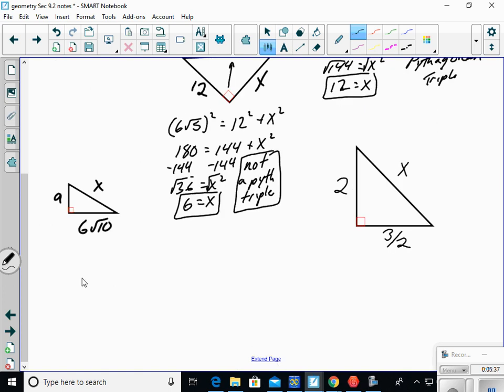So then down to the bottom left, we've got 9, 6√10, and x. Across from the right angle is the x, so that's our c. x squared equals 9 squared plus (6√10) squared. It's going to give me x squared equals 81 plus 6 squared, which is 36, times √10 squared, which is 10, so 360. x squared is going to equal 441. Take the square root of both sides. It's going to give me x equals 21.